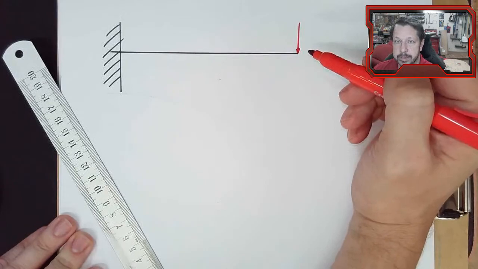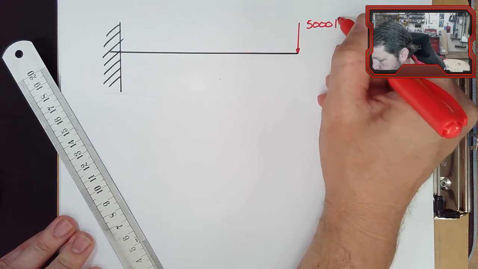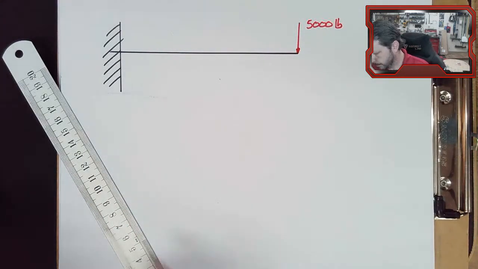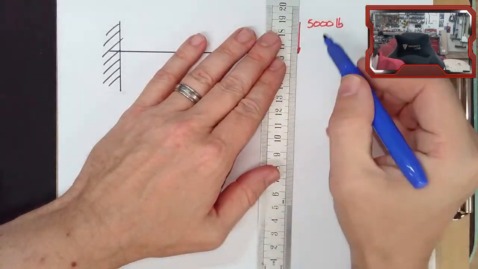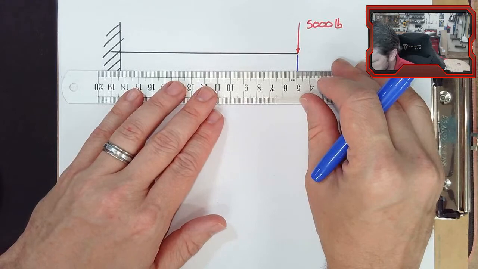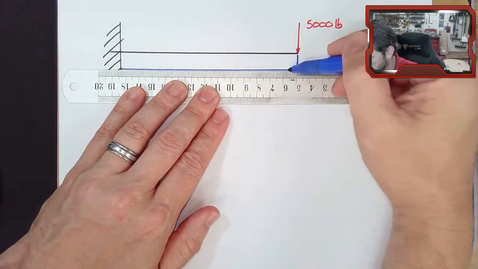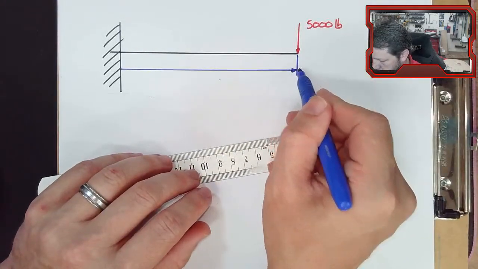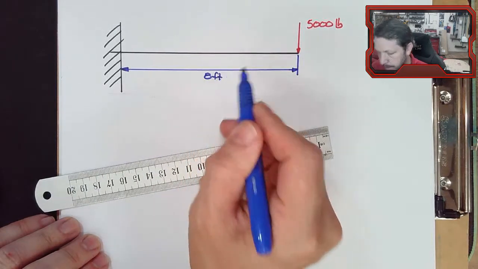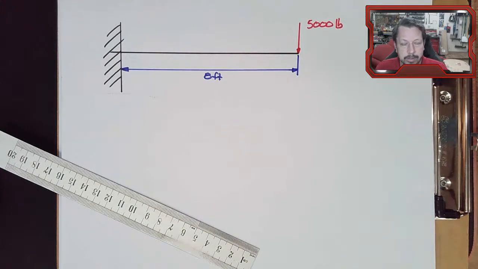We'll put some actual values in here though. Let's put 5,000 pounds. Let's put a length of 8 feet for our beam. These equations that we have here do not depend on the unit system, so you can use either metric or US units without changing the equation. There's no constants built into the equation. Well, there are, but they're not related to the units.